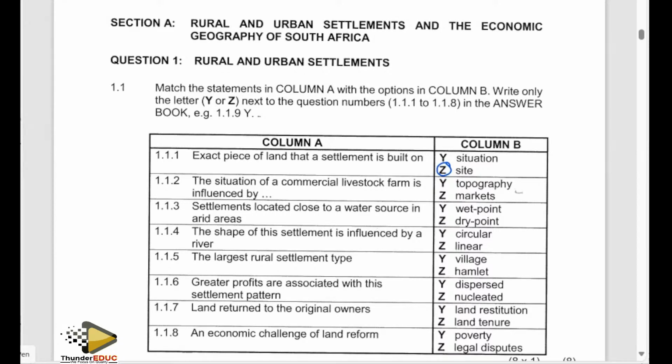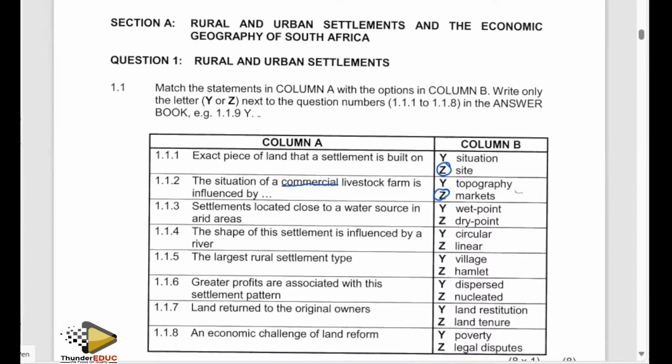The situation of a commercial livestock farm is influenced by. Right, our question here is based on a commercial livestock farm. What influences the establishment of a commercial livestock farm regarding its surroundings? We know that when we're talking of commercial farmers, their main purpose is to produce for sale. So they should consider the availability of markets in their surroundings. So the correct response is situation for question number 112.